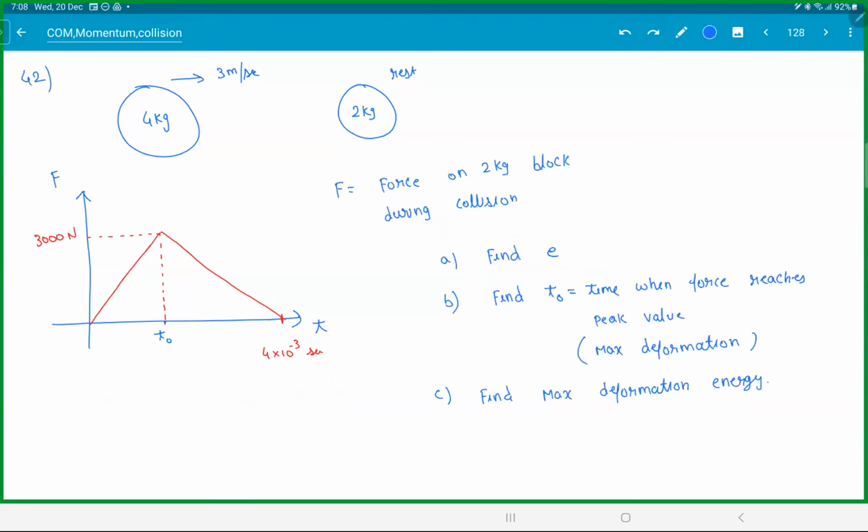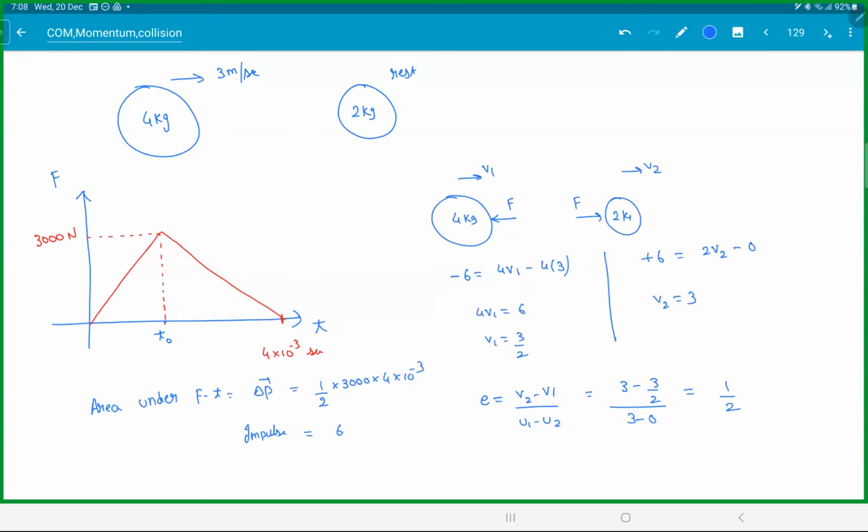I gave you this big hint also, no? T naught is the time when the force is maximum deformation basically. Because when the compression is maximum, the force will be maximum.